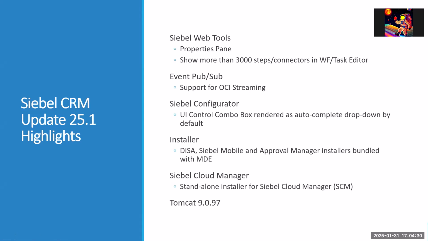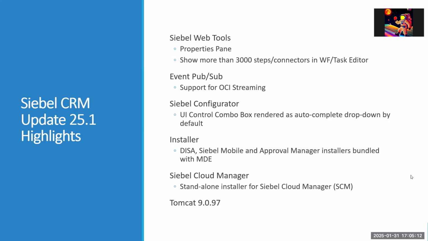So what will you have in 25.1? You will have the properties panel in Siebel Web Tools. We take a look at that. There's OCI streaming support for the event pops up. There's a little bit of change in the configurator. There's a big change in the installer. Everybody who downloaded it might have noticed. And there's a big chapter opening in Siebel Cloud Manager, which is really cool. And for the security conscious people, the Tomcat version is 9.0.97.